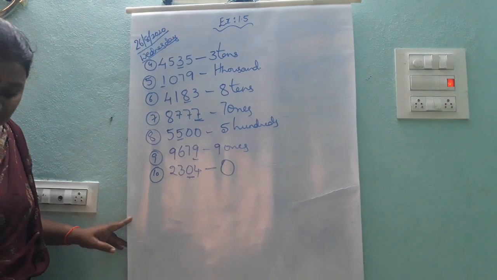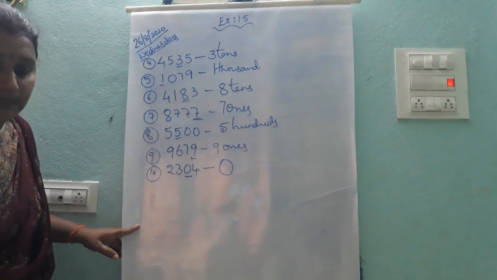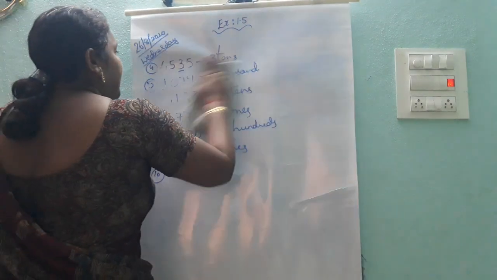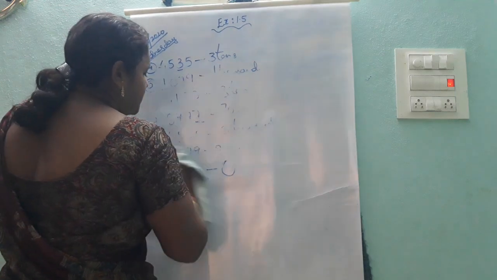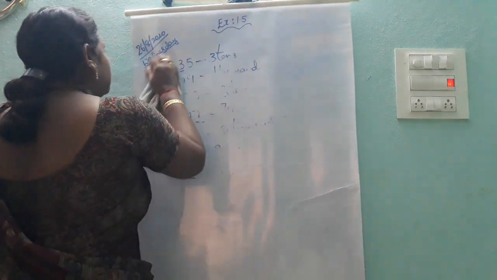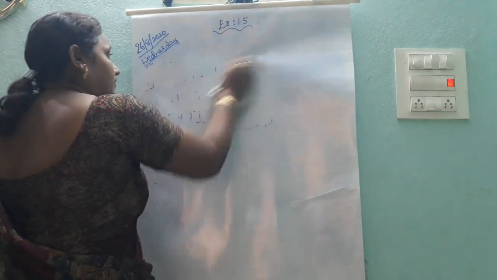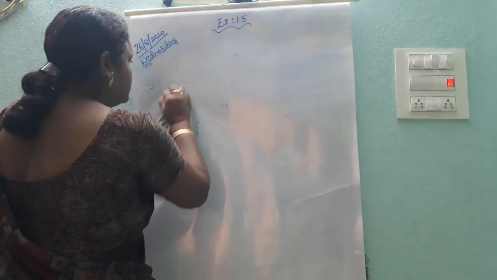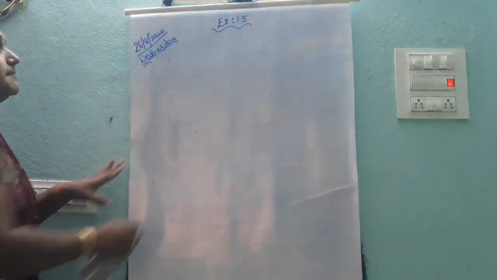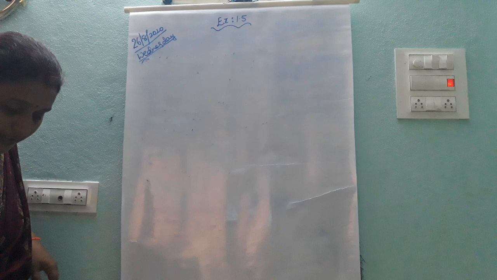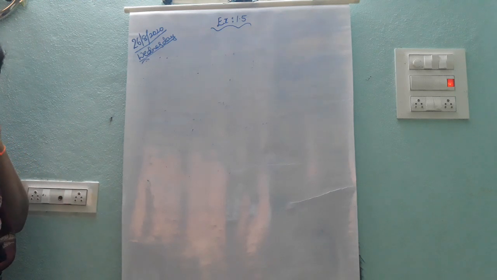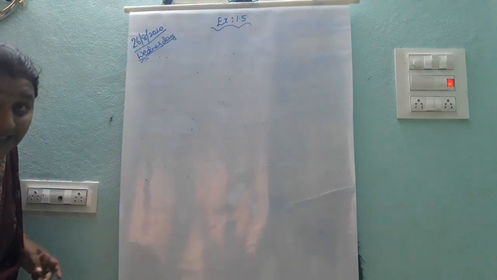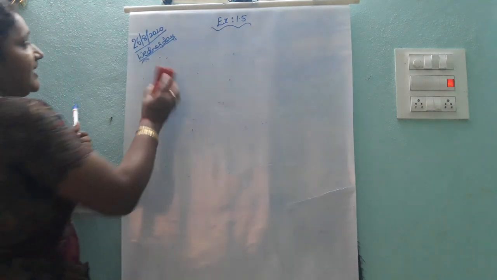Okay children? See the next one. Write in the expanded notation. How will you write the expanded notation? Once look at this. I'll repeat. How will you write the expanded notation? Write in expanded form. How will you write expanded form?